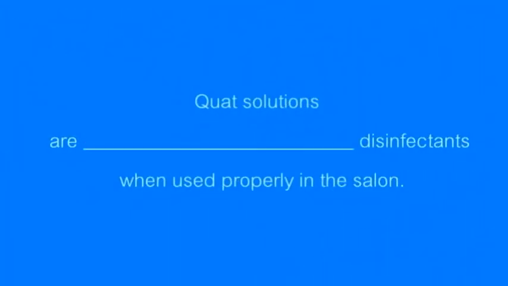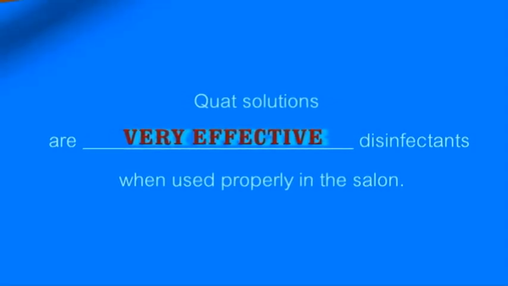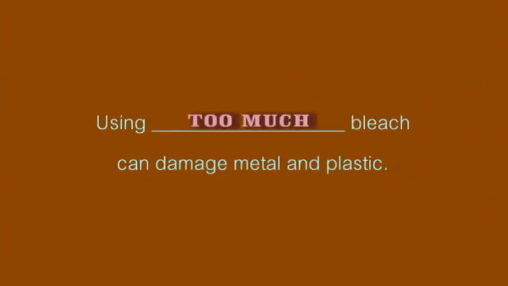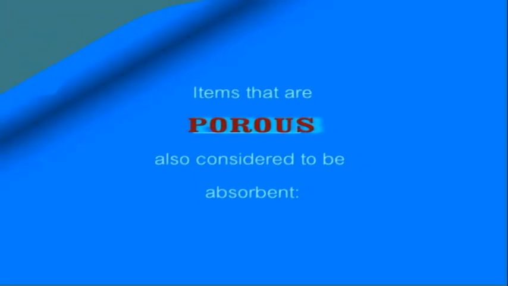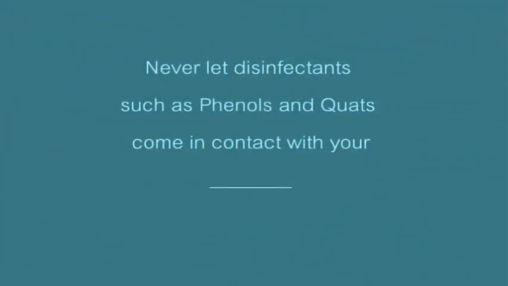What solutions are very effective disinfectants when used properly in the salon? Using too much bleach can damage metal and plastic. Items that are porous are also considered to be absorbent. Never let disinfectants such as phenols and cloths come in contact with your skin.